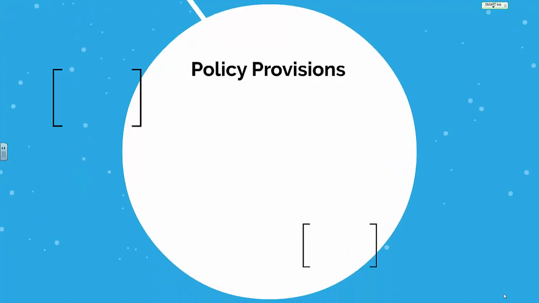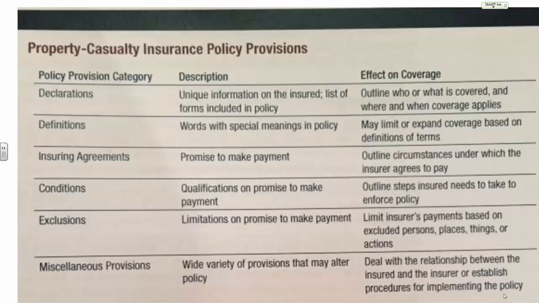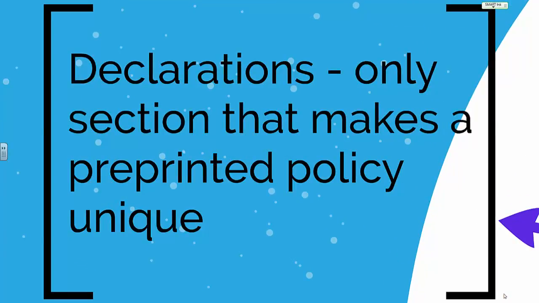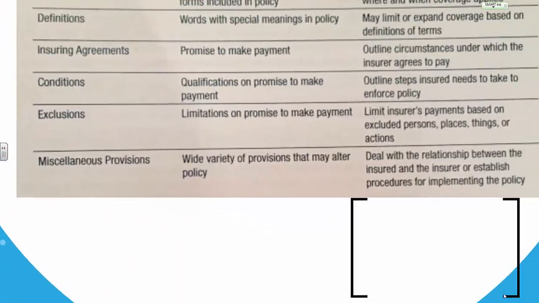Now let's discuss policy provisions. These are the different policy provisions in a typical insurance policy, beginning with declarations, which make the policy unique. It provides the information on that specific insured, and it provides a list of forms that are included in the policy. It is an outline of who or what is covered and where and when coverage applies. Remember that declarations are the only section that makes a pre-printed policy unique.